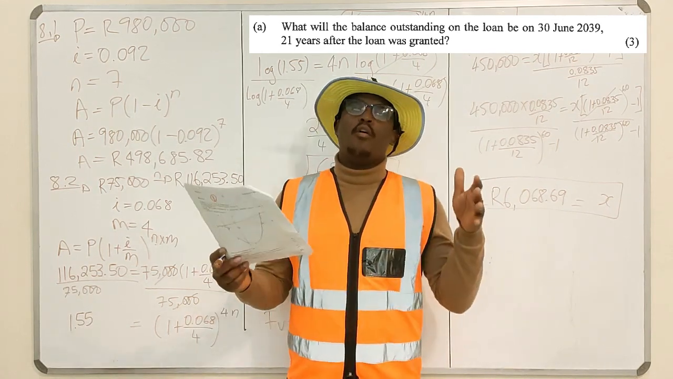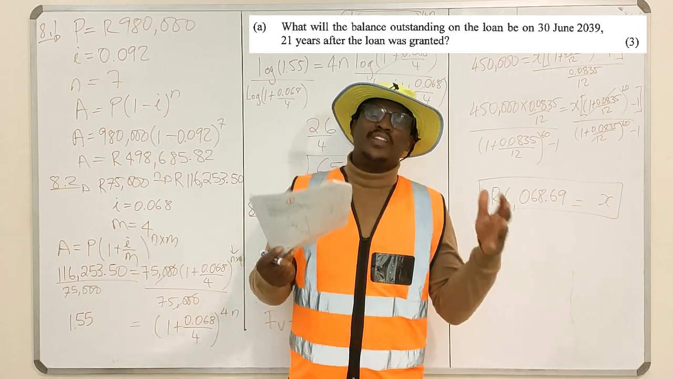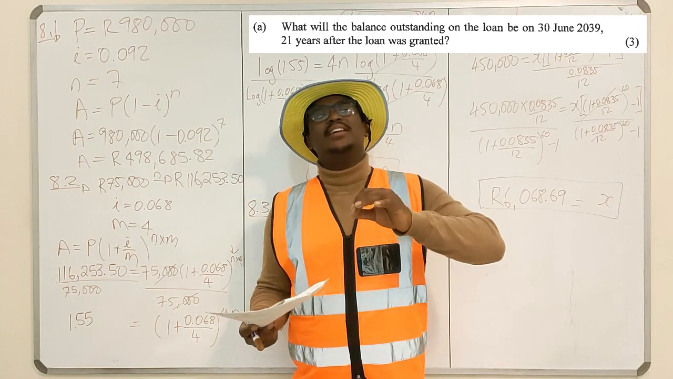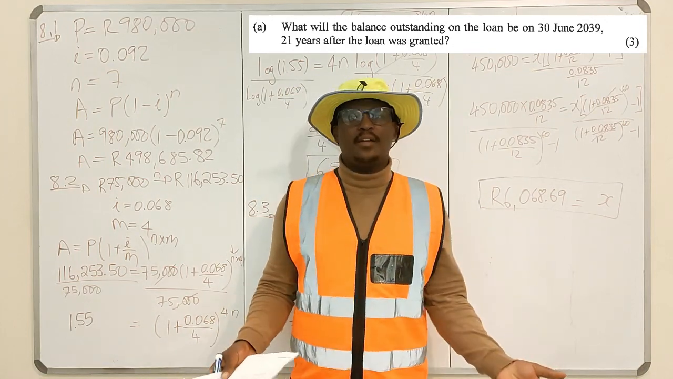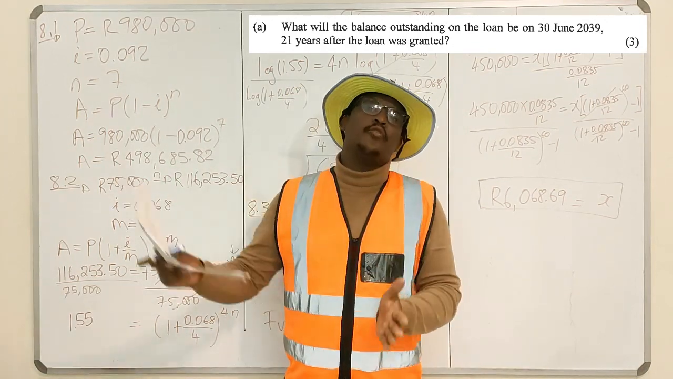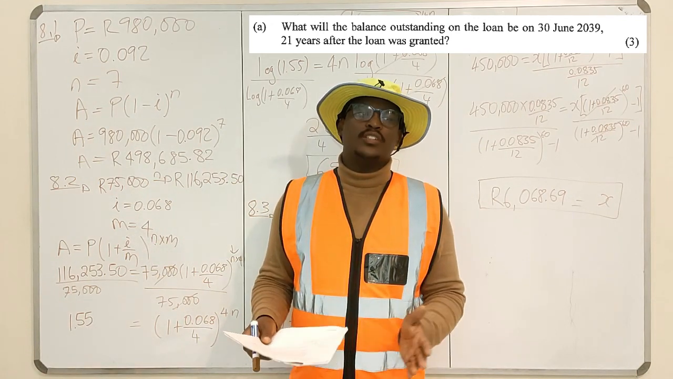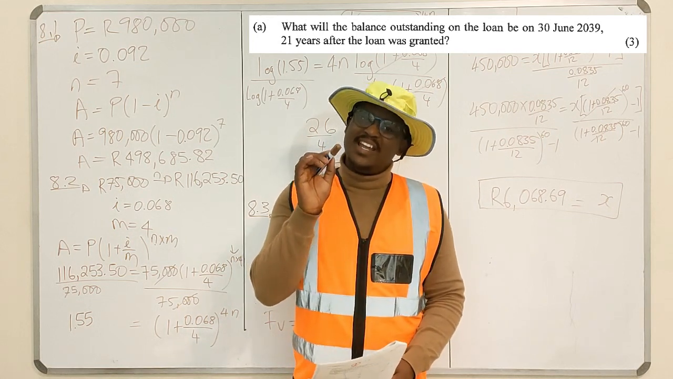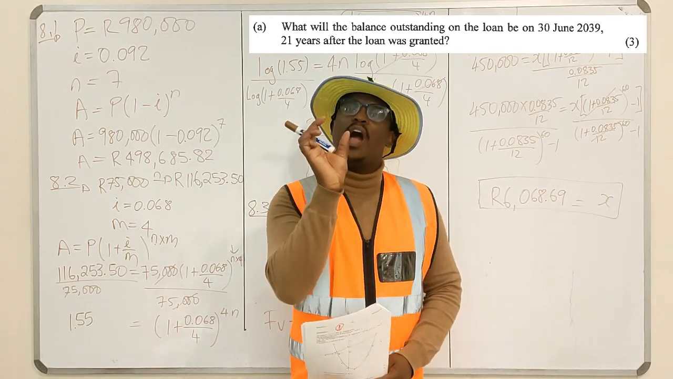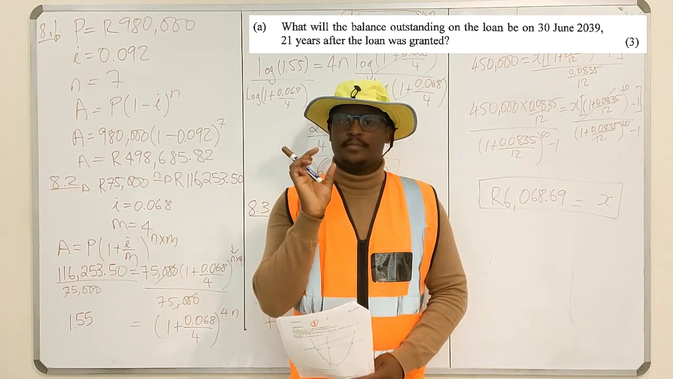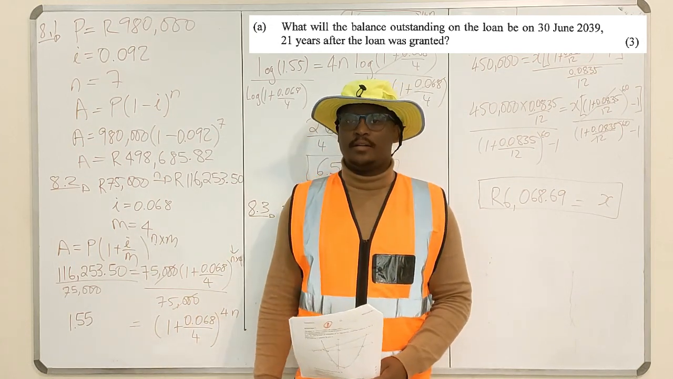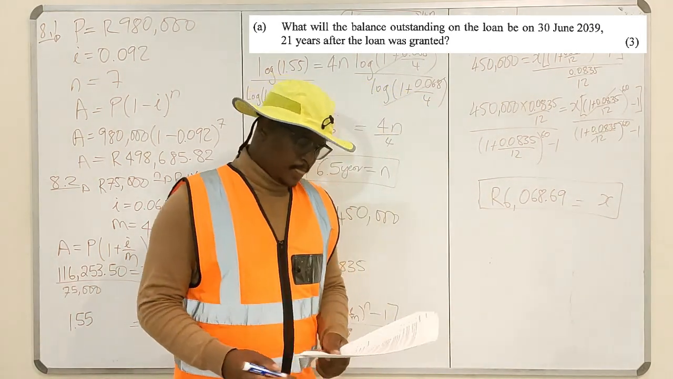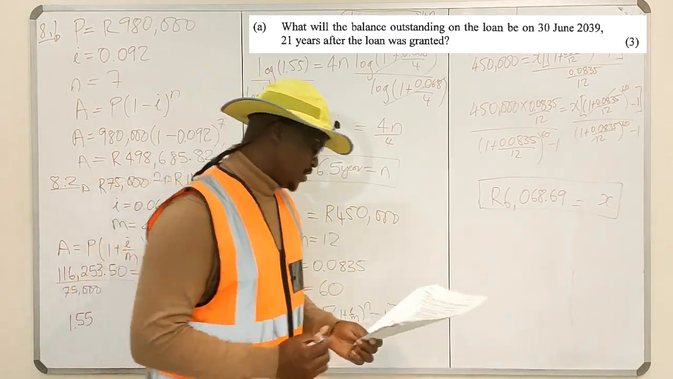So he took a loan of 1,050,000, right? So now, how much money is still remaining for him to pay for the next 4 years? Because that's what they're asking you. How much money does he have to pay? What will be the balance of the loan? How much is he still owing after 21 years of paying? That's what they're asking you. So, how do we get this? So let's first write down all our information.